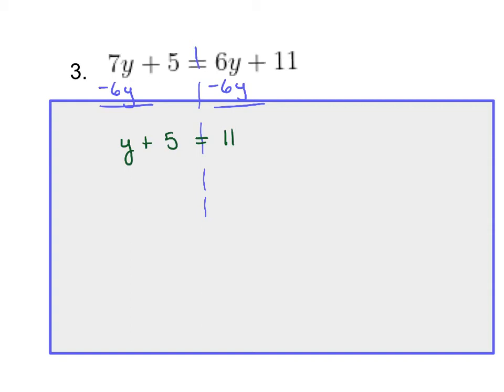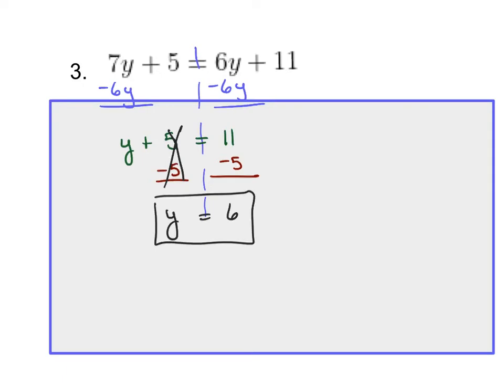Wow, this turned out to be a really simple problem. My very last step, I got to get rid of that 5, so the y is alone. It's y plus 5, so I subtract 5. And I end up with y equals 11 minus 5, which is 6. So a little 30-second problem.